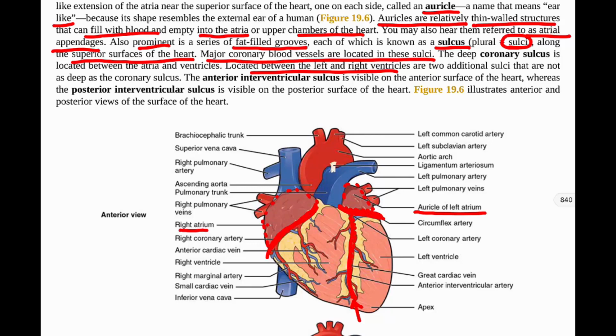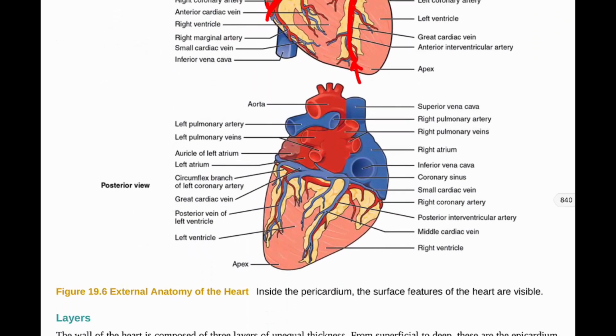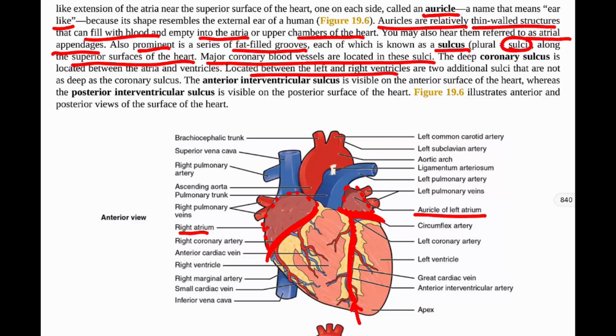Okay, so you can even see the posterior interventricular artery is in our posterior interventricular sulcus, which is labeled here. So the sulcus is the dip or the indent, and it has our posterior interventricular artery because it holds the artery. Here we have our anterior interventricular sulcus, which then holds our anterior interventricular artery.